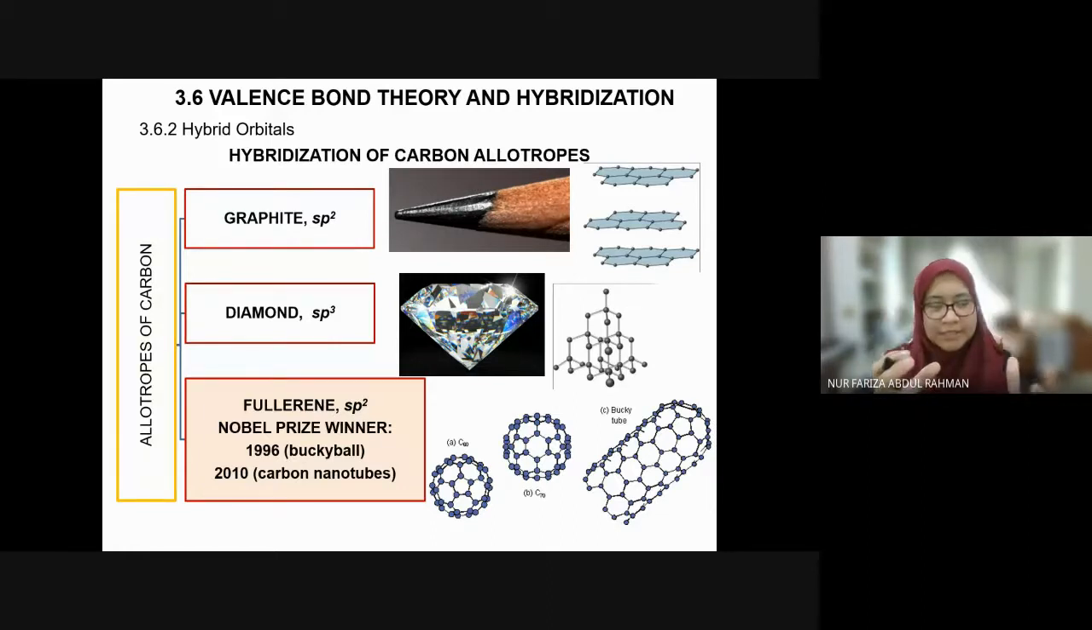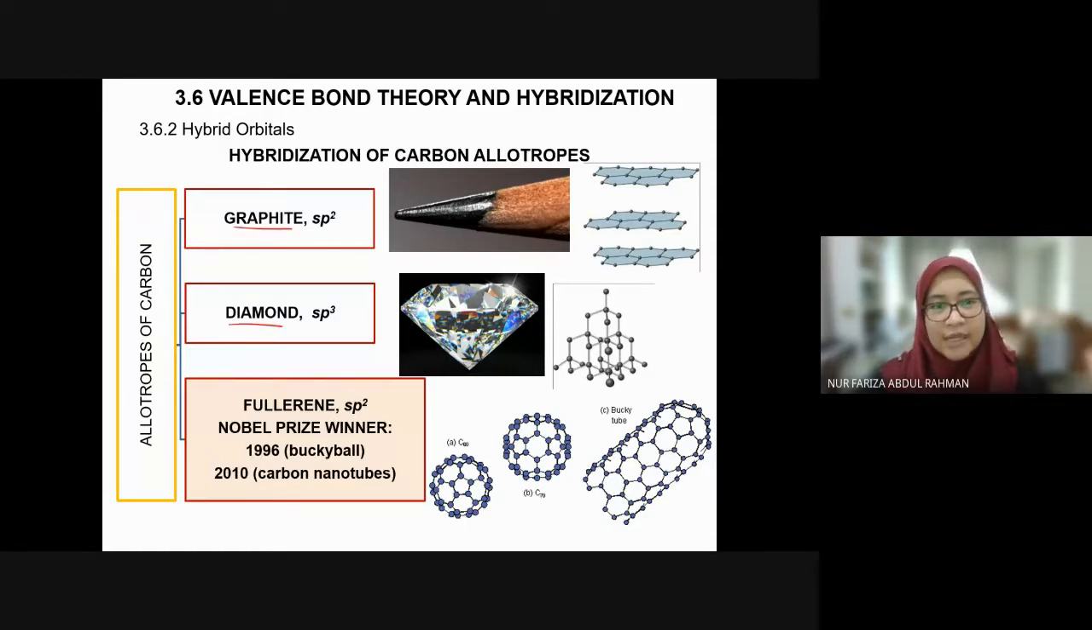The carbon, even though it is carbon, can have different structural forms. Itu maksud allotrope. Okay, source dia sama, carbon, but they can have different arrangements. So that is what it meant by allotrope. So the most common ones would be graphite and diamond.